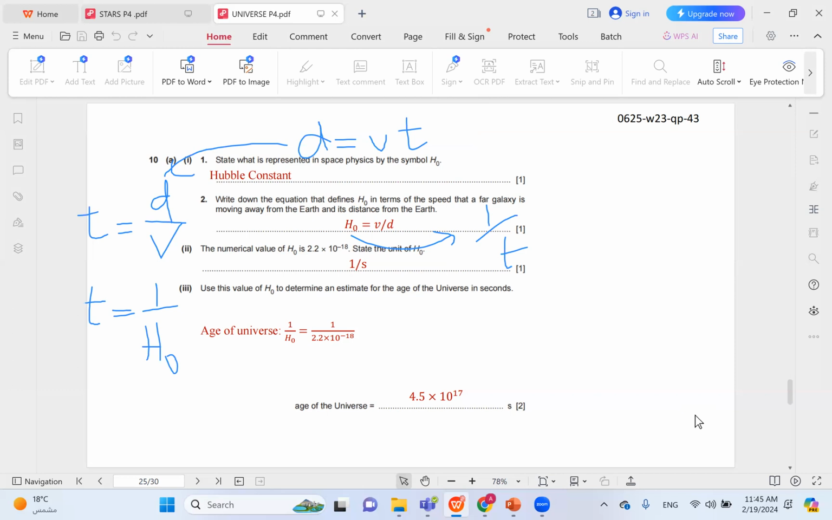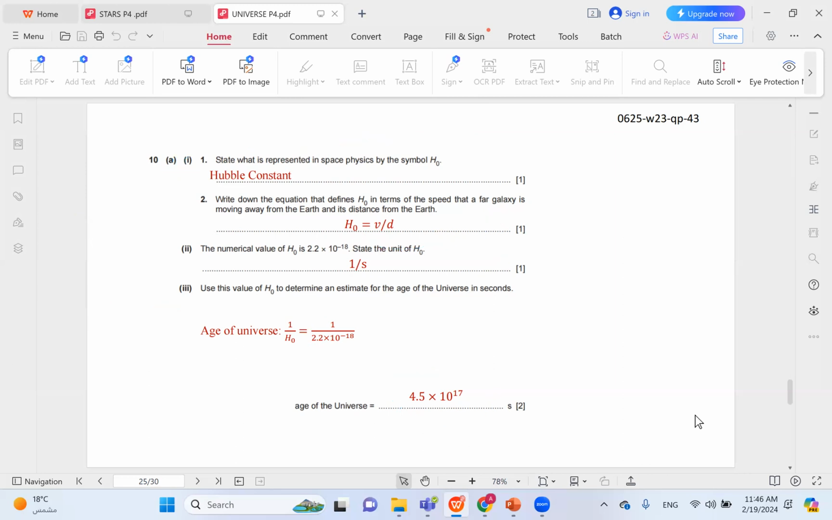So all we have to do to get the age of the universe is to basically calculate this number here, 1 over 2.2 times 10 to the power of negative 18, which gives us 4.5 times 10 to the power of 17 seconds. So an estimate for the age of the universe is roughly 4.5 times 10 to the power of 17 seconds. Now, one might ask, how is this a fixed number?